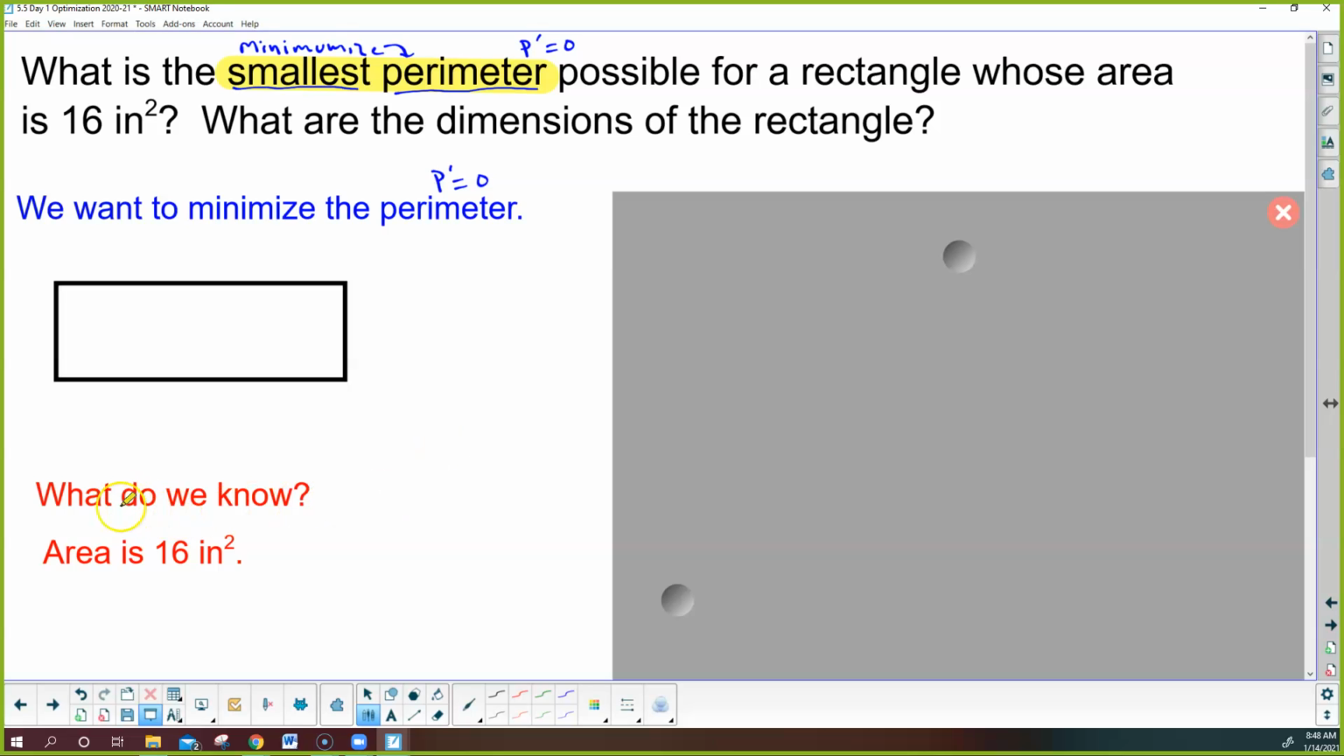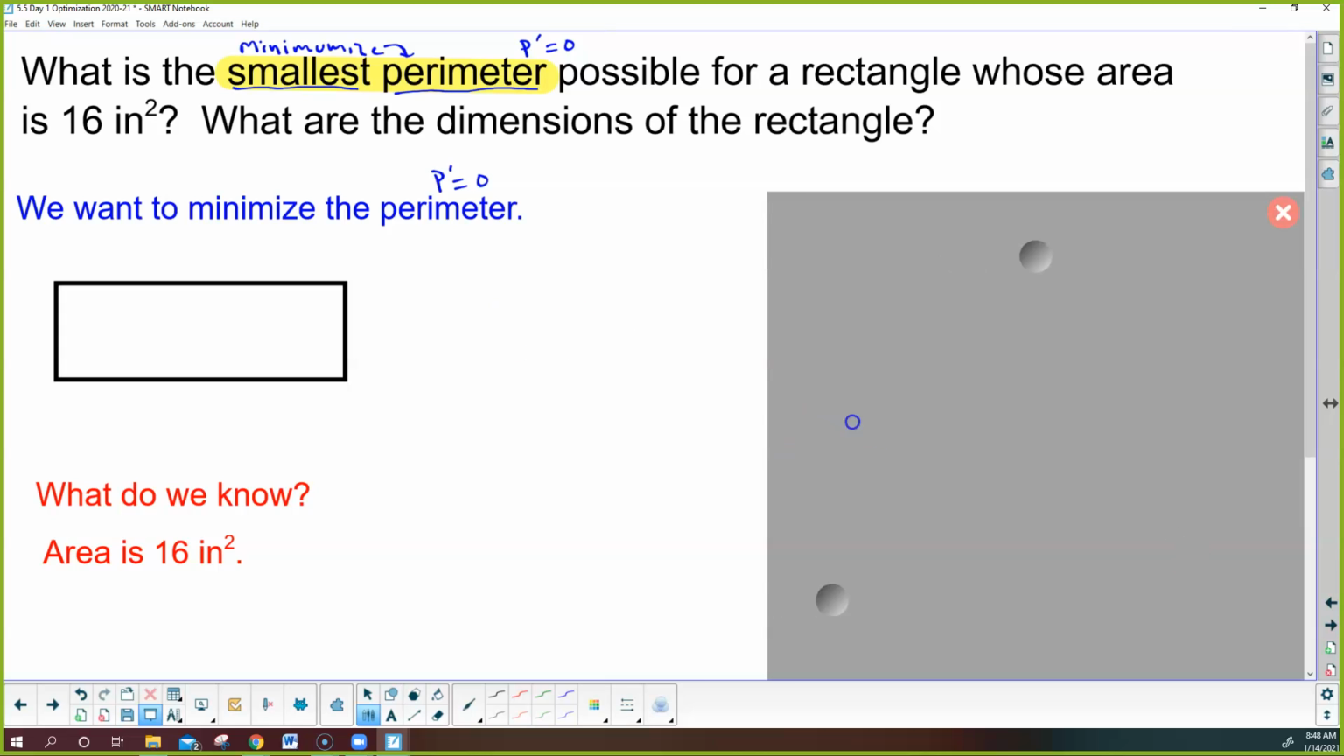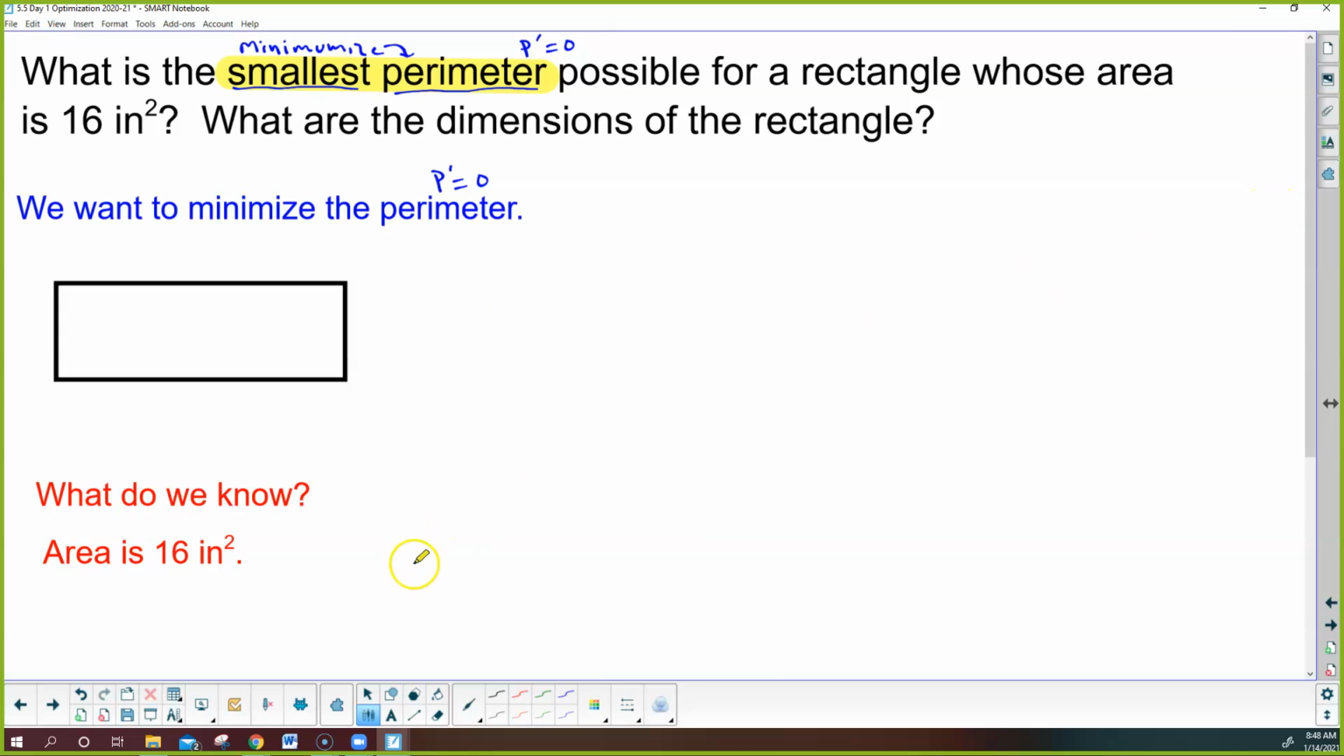And then we also know that its area is 16 inches squared. So we're going to have to use what we know to help me set up and work through the rest of this. Okay, so let's start with a rectangle.